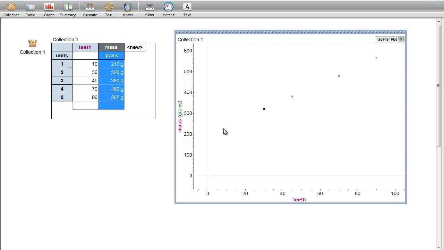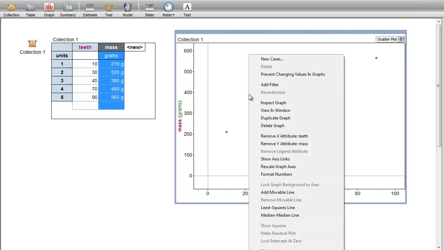Our Tooth Fairy guessed that her data was going to be linear, because she had guessed that the mass was going to increase linearly with the number of teeth. So let's see how you add a function. Right click, choose plot function.